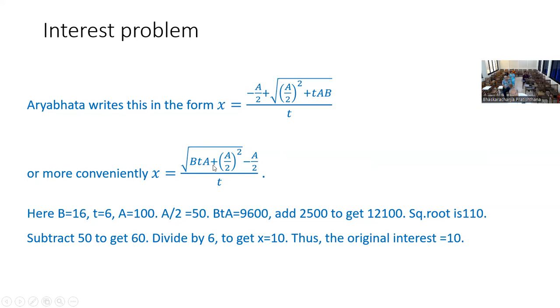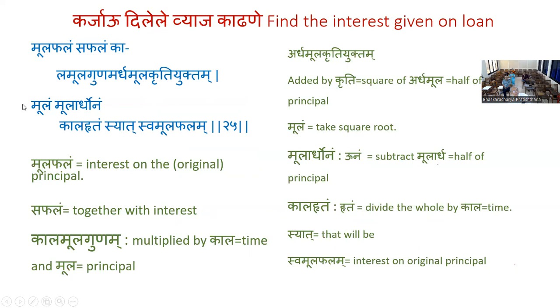Mula is A. Plus half of Mula, A by 2. Kruti is square of that. So far we have obtained BTA plus A by 2 square. Now once you do that, you have to take square root of that. So Kruti Yuktam Moolam. Kruti Yuktam Ardha Moola Kruti square. Saphalam Kala Moola Gunam Ardha Moola Kruti Yuktam. So add the square of half of the original principal.